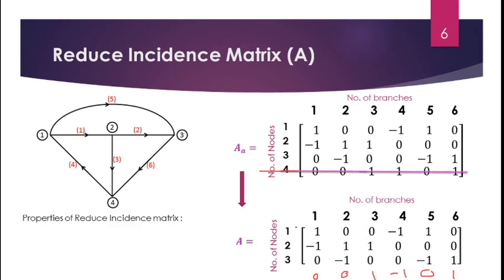So the property of the reduced incidence matrix: the algebraic sum of some column entries is non-zero. It is not for all, but some column entries are non-zero. So this is the reduced incidence matrix. I hope it's all clear, the complete incidence matrix and the reduced incidence matrix. Can we go in reverse? If the reduced incidence matrix is given, can we make it a complete incidence matrix from that? Yes.